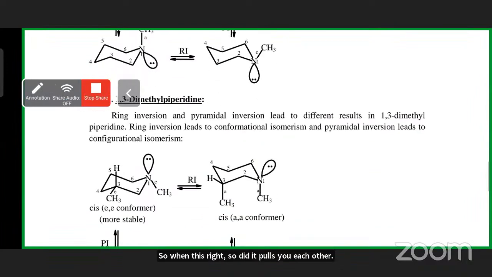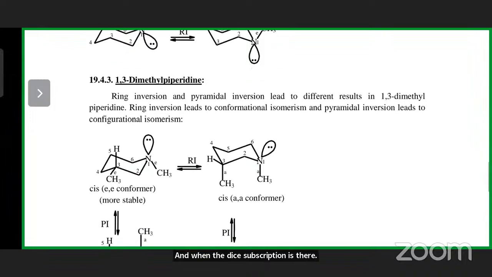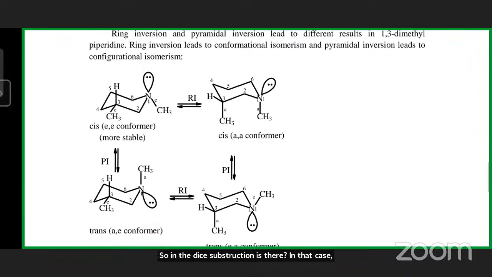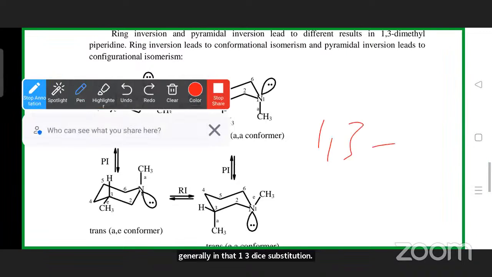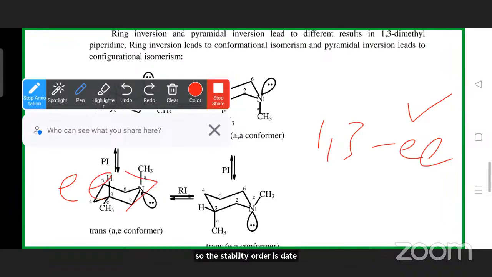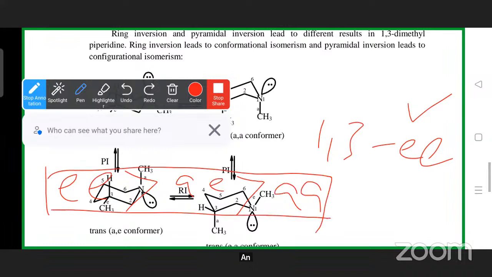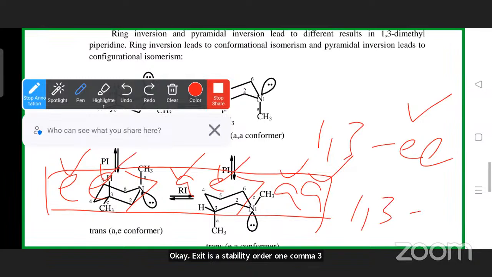And when a disubstitution is there, which is more stable and which is less stable? Generally, in the 1,3 disubstitution, the stability order is diequatorial most stable, then axial-equatorial, then diaxial. This is the stability order of the various 1,3 conformers. When the two groups are oriented equatorially, that is more stable, then axial-equatorial, then diaxial.